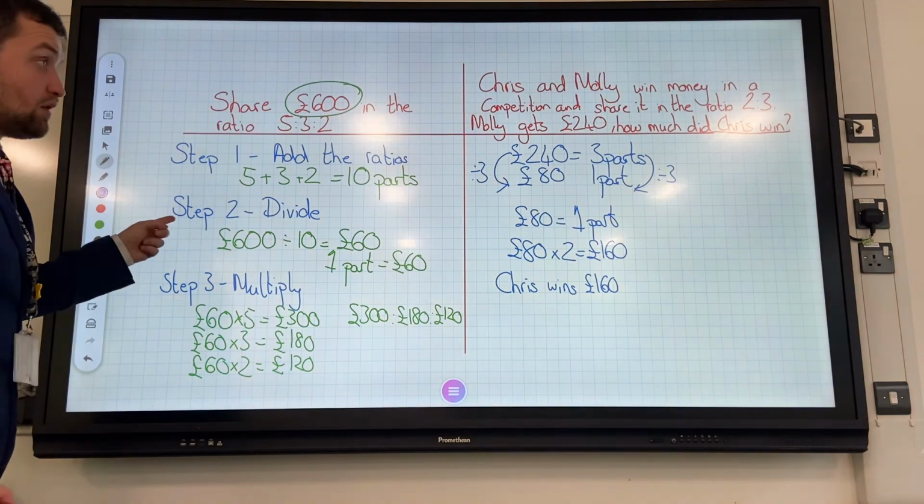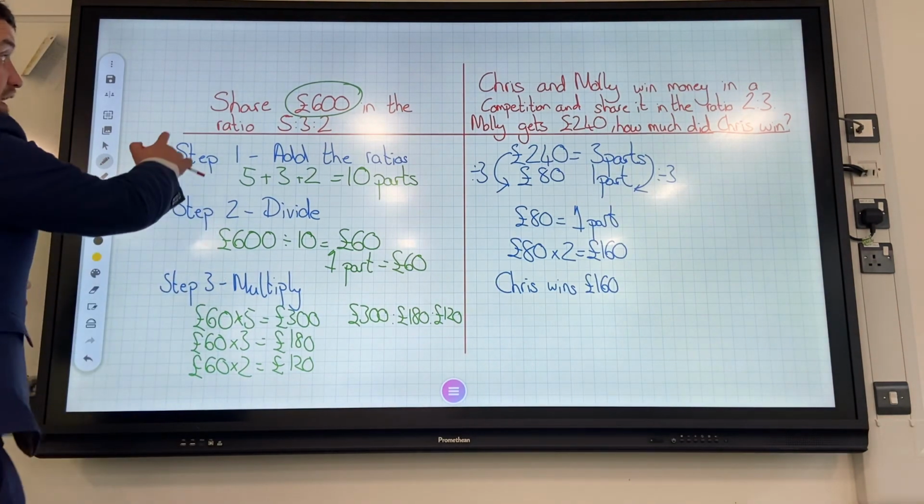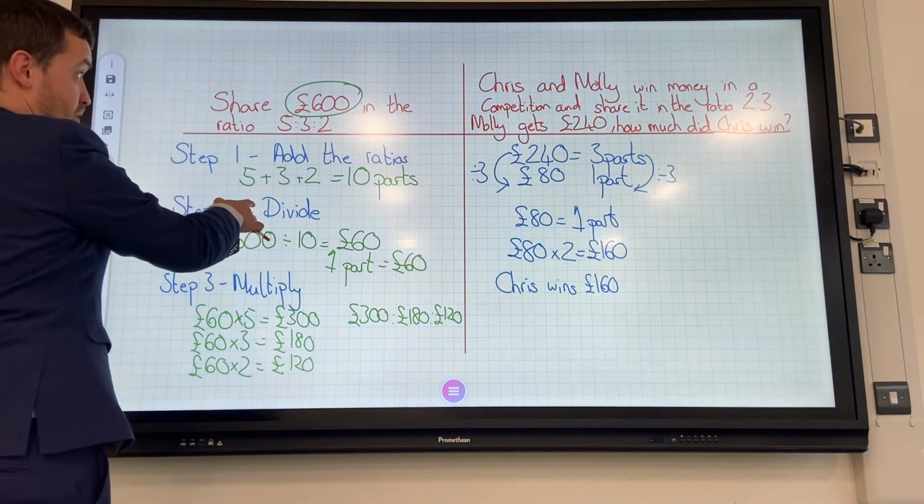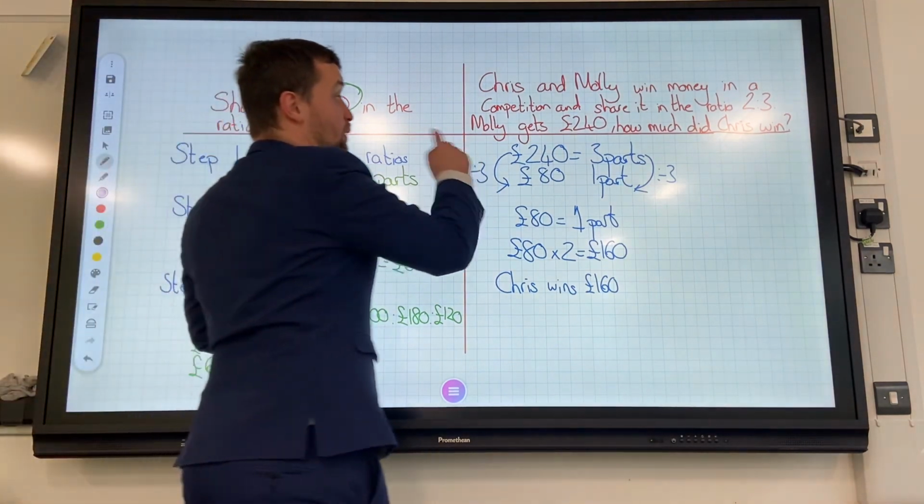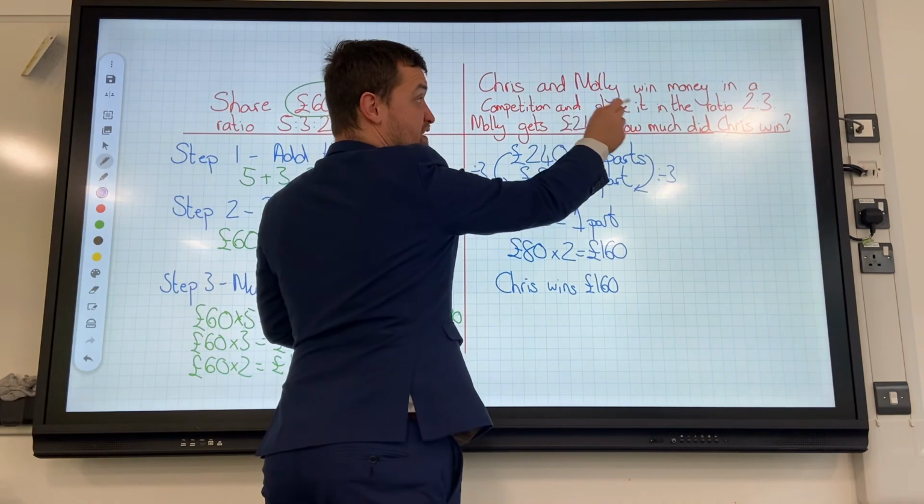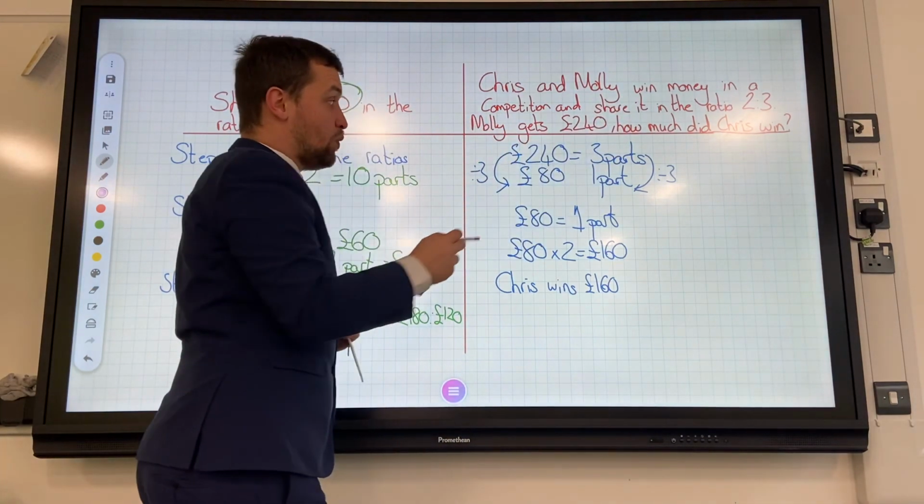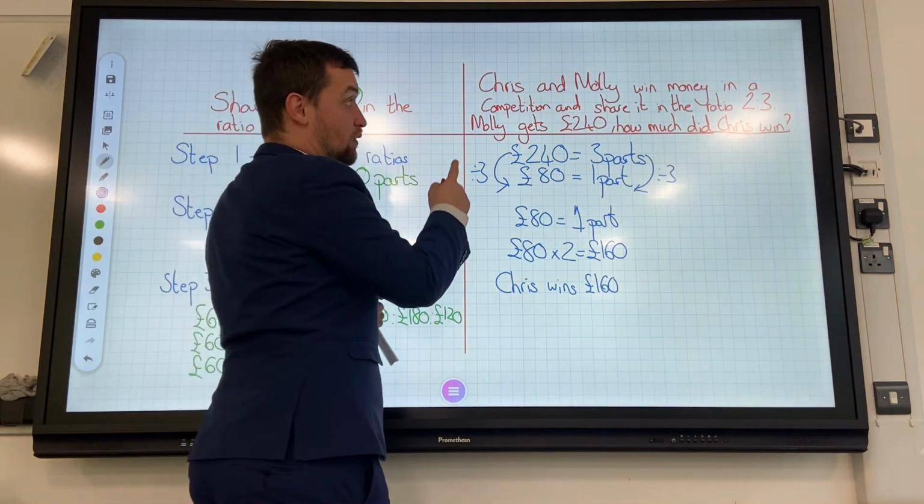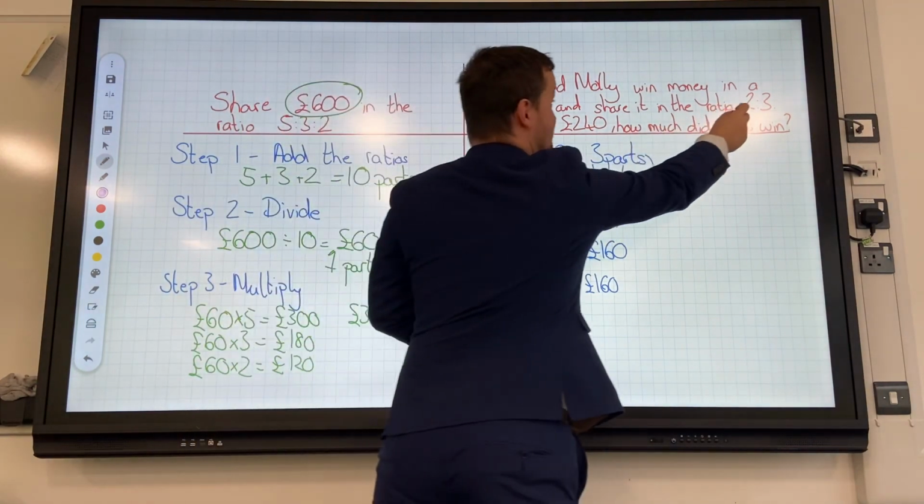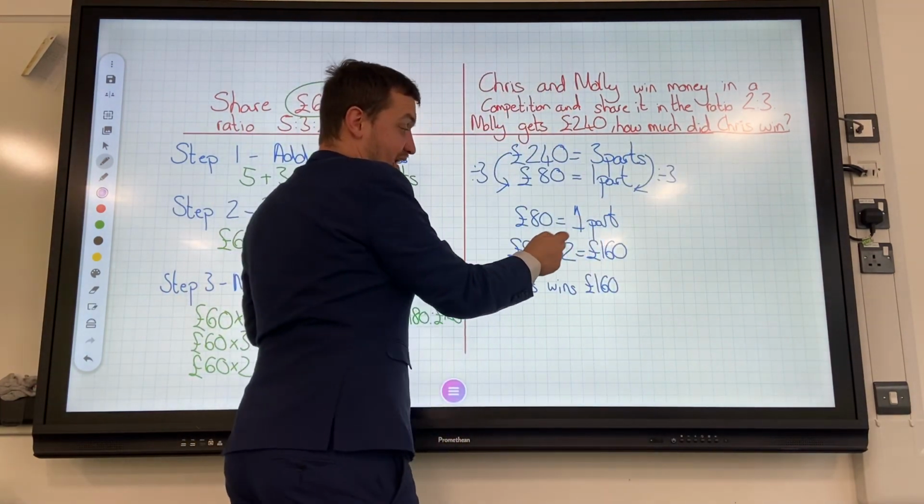This is a bog standard question. So you add up all the ratios, divide by the total number of ratios, and then multiply for what you need. This one, we know that £240 is 3 parts. We need to find one part, and then times that by however many we need. So if this was 7:3, we'd be doing 80 times 7 instead.